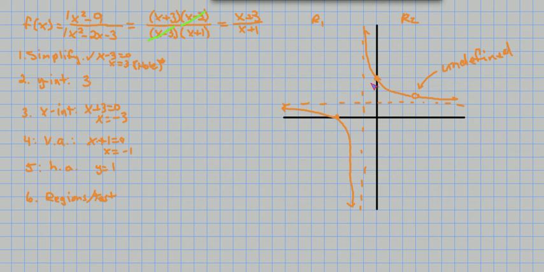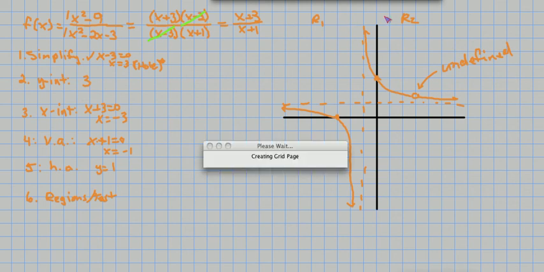Alright, we have one more to look at here, and this will deal with our oblique asymptotes. So let's look at our function. This is going to be the function we're going to deal with: f of x equals x squared minus x minus 2 in the numerator, and our denominator is going to be x minus 1.